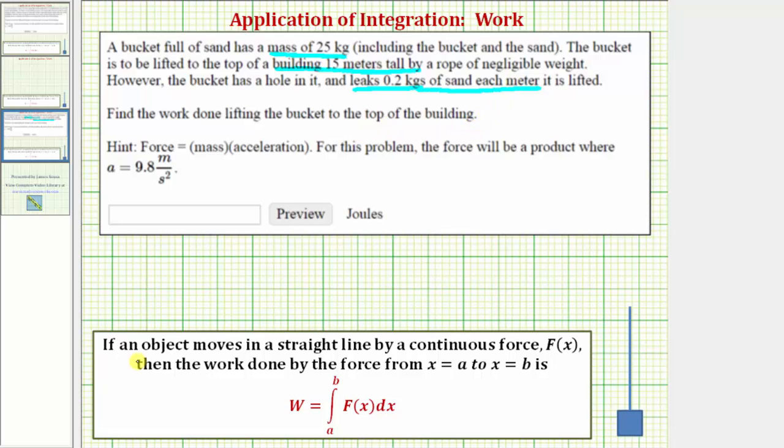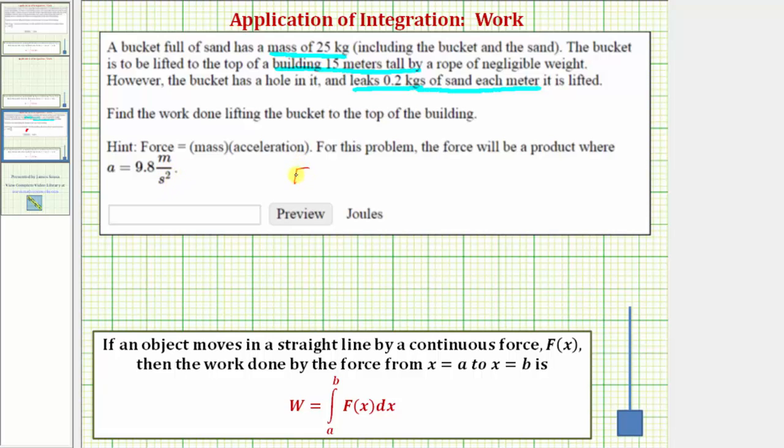So looking at our notes below, if an object moves in a straight line by a continuous force, big F of x, then the work done by the force from x equals a to x equals b is given by this definite integral. So the first step is to find big F of x, the force function. But notice in this problem we're given information about the mass, not the force. So to find big F of x, we'll have to use the formula force equals mass times acceleration, where because the mass is in kilograms, the acceleration due to gravity is 9.8 meters per second squared.